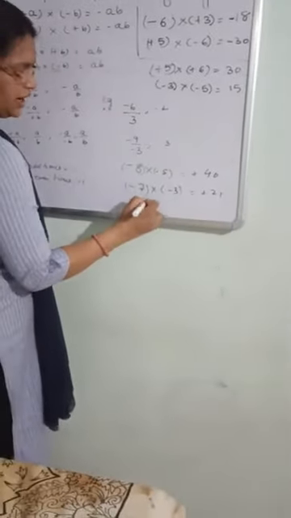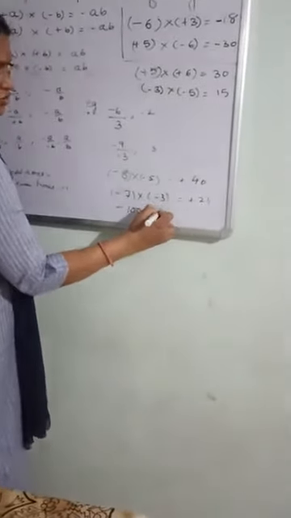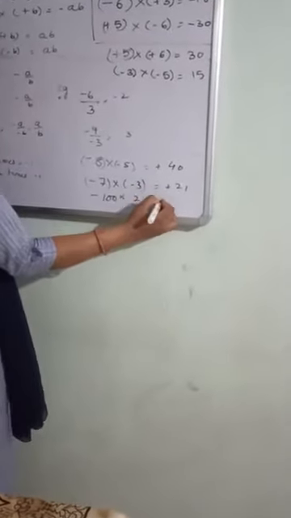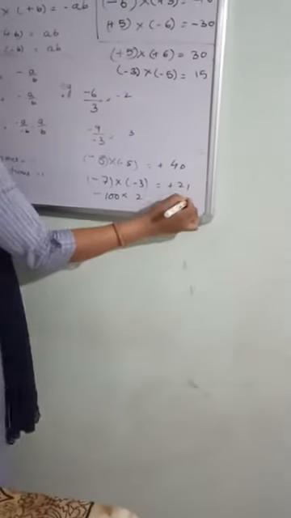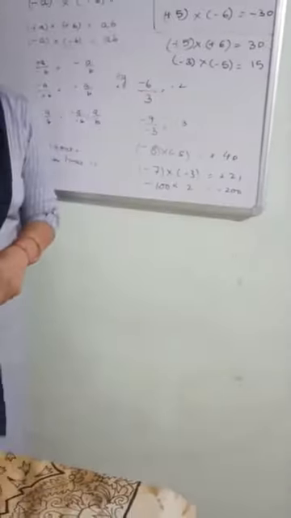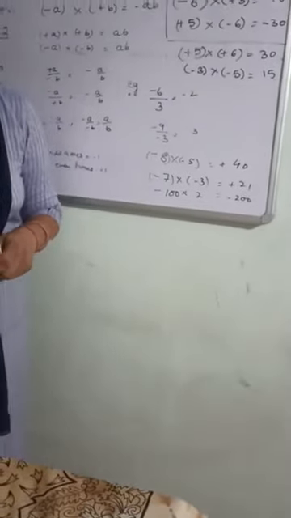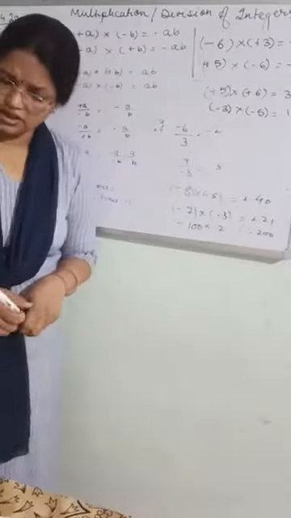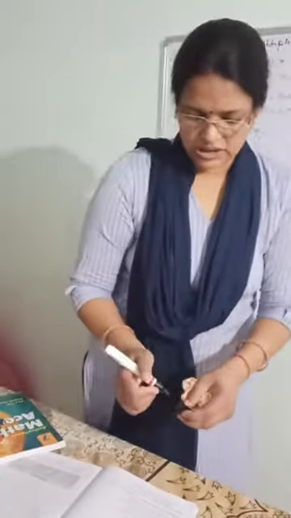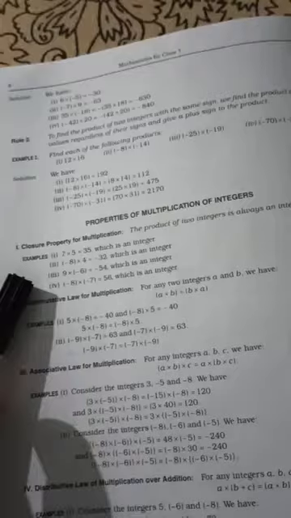But what about minus 100 into 2? One negative, one positive. So answer will be minus 200. And similarly, you can have practice of various questions in your exams, right? So after this, we will be going for the properties of multiplication of integers.